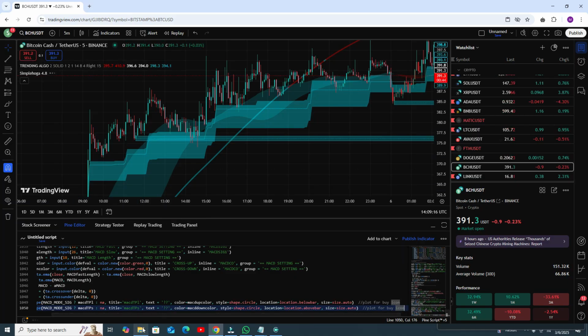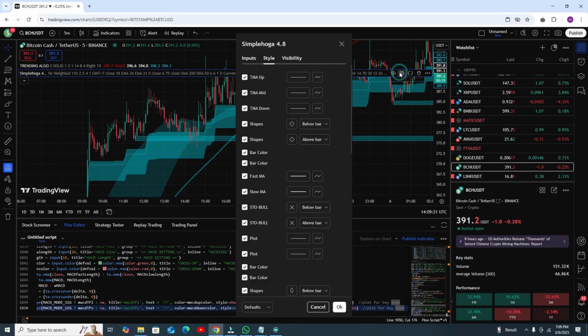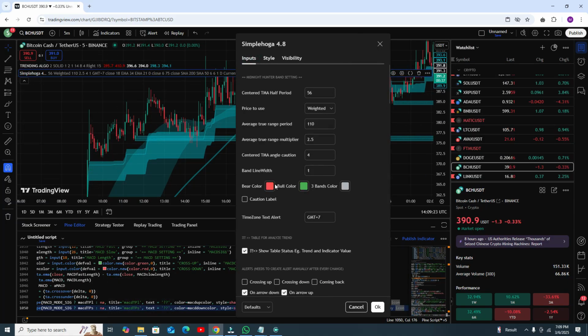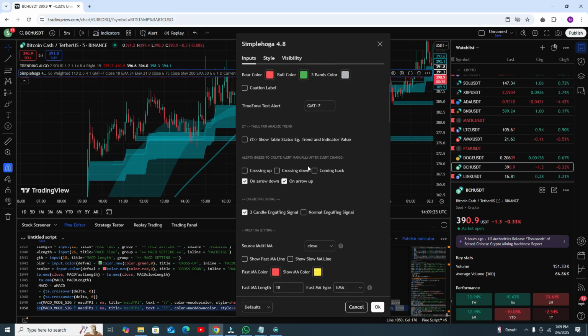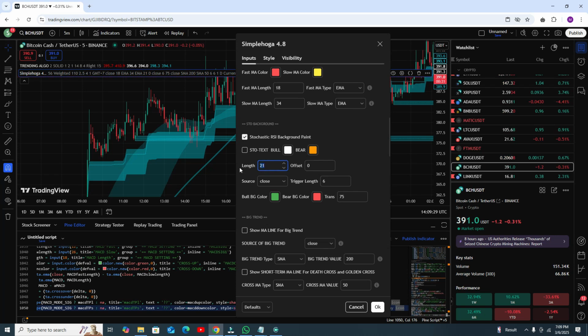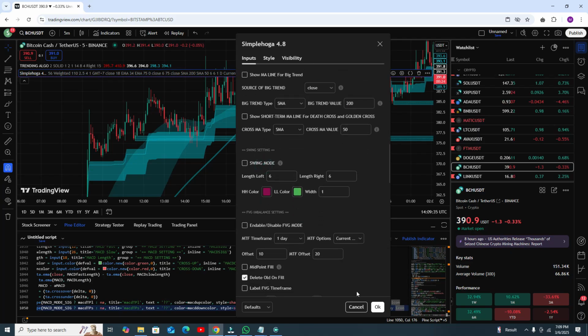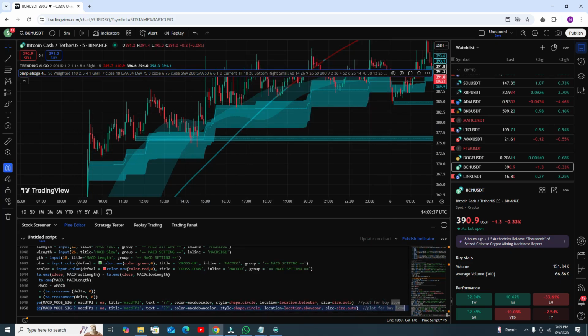Okay, we need to add one more indicator. First we need to do the settings. Go to the settings of this indicator. Okay, uncheck this table and uncheck influence signal, and RSI 75, that will give you the overbought and oversold condition, and uncheck swing mode. Your indicator is now ready.